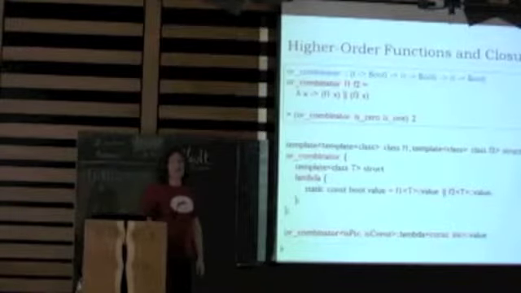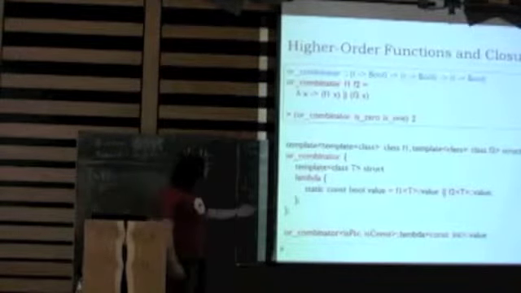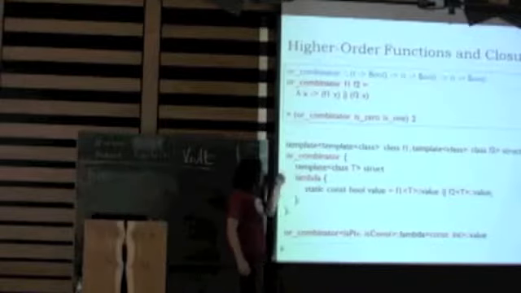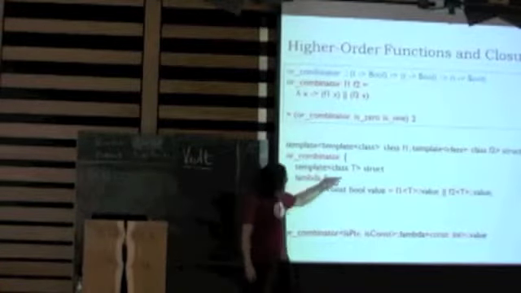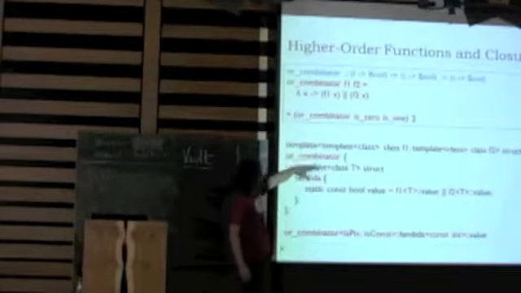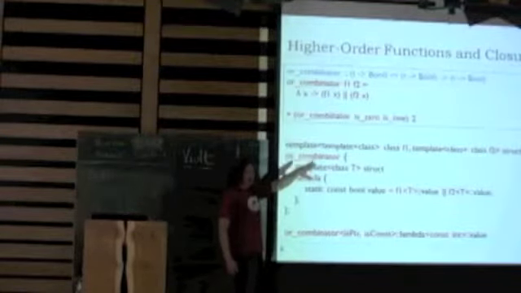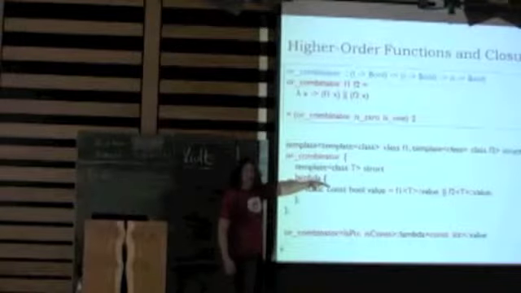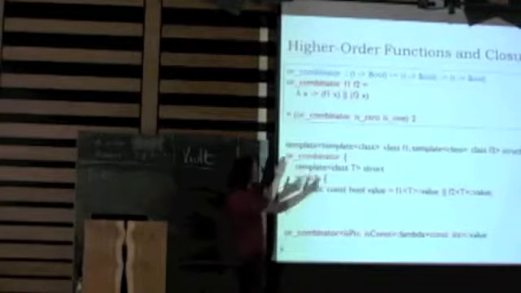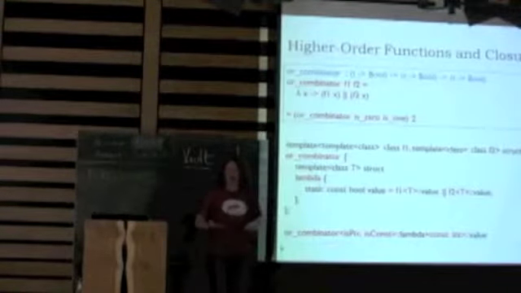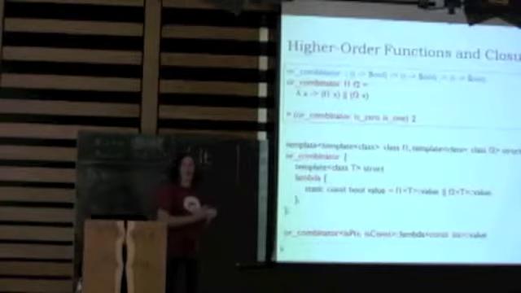Yes. You can. Because what this thing is, it's a class member. If I have an OR combinator, and I say ::lambda, then this becomes a template. I can pass it to another OR, and so on.